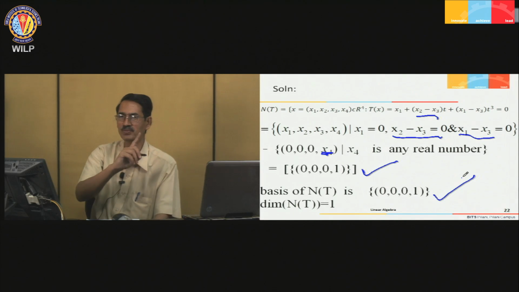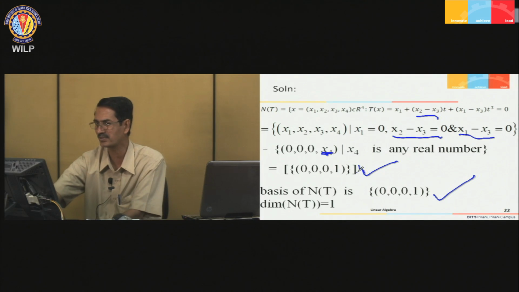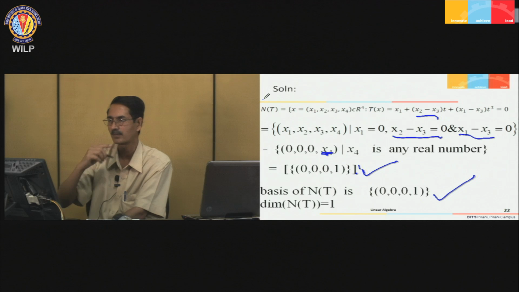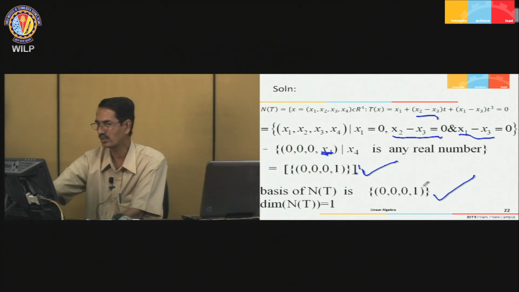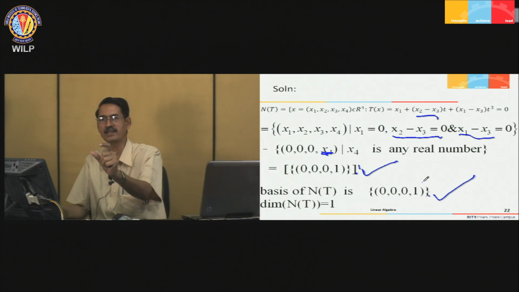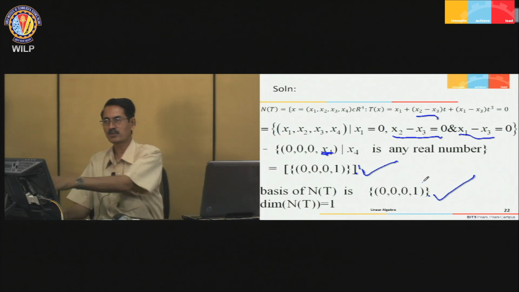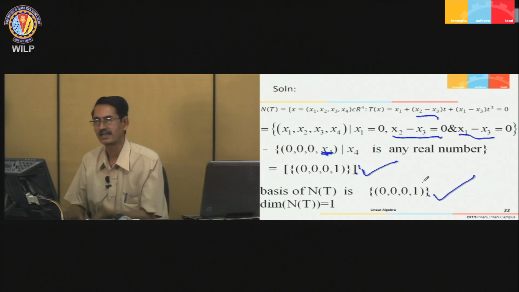Why is it a basis of the null space of T? First of all, look here. From here, this set spans the whole null space of T. The span of this set is equal to the null space of T. This set spans the null space of T, and this is a non-zero element. Therefore, any set consisting of a single element which is different from 0 is always linearly independent. Therefore, this set is also linearly independent. Therefore, it is a basis for the null space of T.